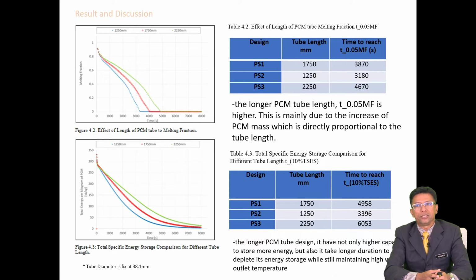In the total specific energy storage comparison for the tube length, the longer PCM tube design has not only a higher capacity to store more energy, but also takes a longer duration to deplete its energy storage while maintaining a high water outlet temperature.